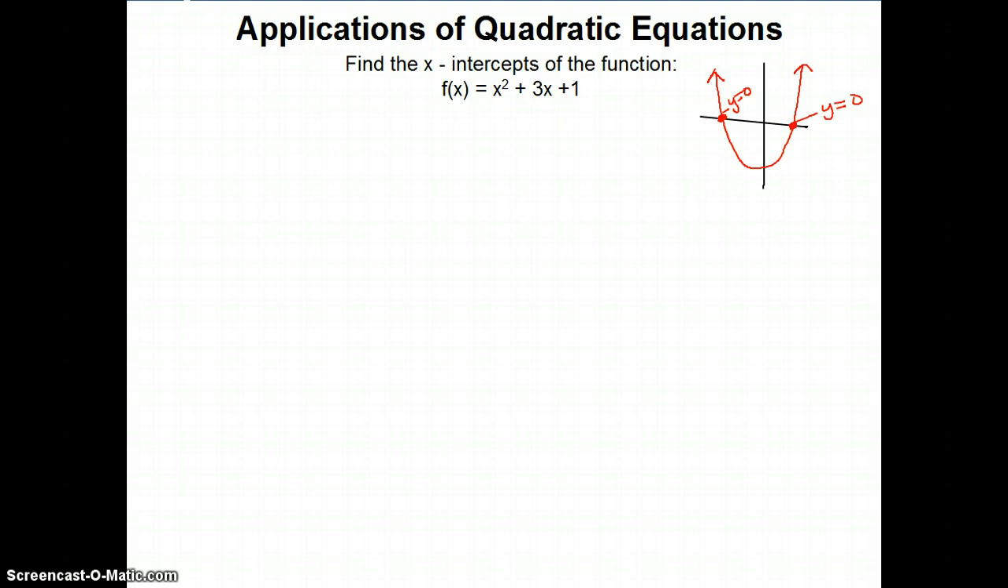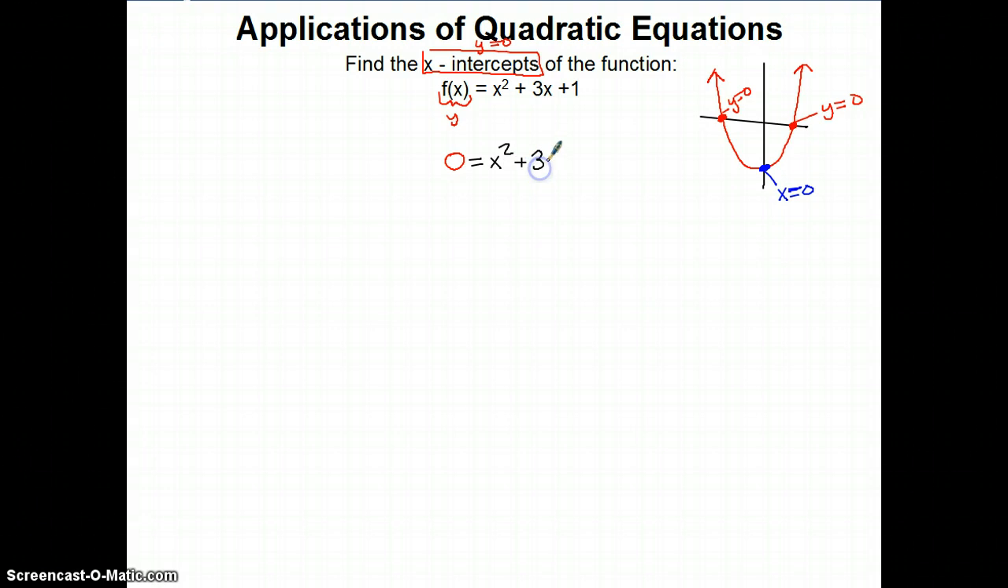If I wanted the y-intercept, that would be where it crosses the y-axis, which would have an x value of 0. Since I want the x-intercepts, I'm going to go ahead and let y equal 0. Remember, this whole thing equals y. So I am going to, on the left-hand side, let that entire f of x be 0, and I am going to solve for x.